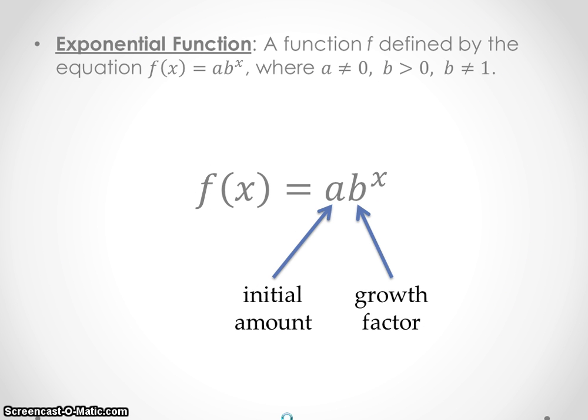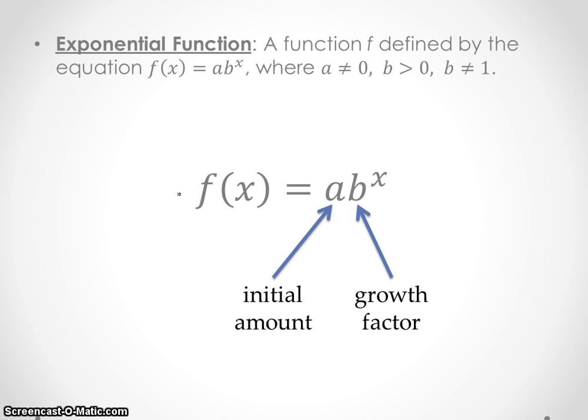All right, so just to get our basics down here, here's your first definition. It's your exponential function, and that is a function f defined by the equation f of x equals a times b to the x power, where a cannot be 0, so you have to start with something, and b has got to be bigger than 0, but it cannot be 1. Okay, and we'll discuss why that is here in a bit.